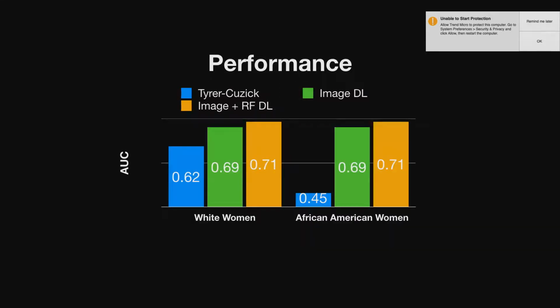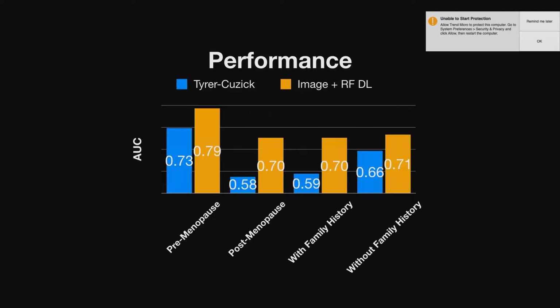Now, we saw that this trend of outperforming the prior state of the art held across races. One of the things that was astonishing was that though Cusick performed well in white women, which makes sense because it was developed only using white women in the UK, it was worse than random in our data set for African-American women. This emphasizes the importance of this kind of analysis, to make sure the data set you have is reflective of the population you're trying to serve. We saw that our model held across races, and across pre- and post-menopause, and with and without family history.